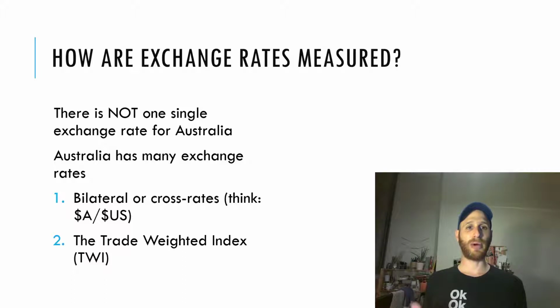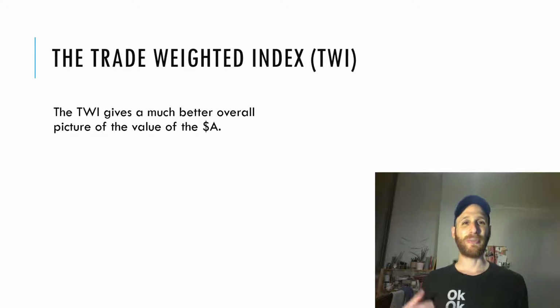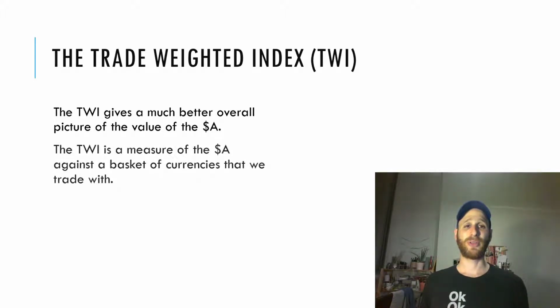For example, there are bilateral or cross rates, so one country's currency in terms of another. So the Australian dollar in terms of US dollars. One Aussie dollar buys 77 cents or whatever the value is at the time you're watching this. The other way we measure exchange rates is in terms of the Trade Weighted Index, also known as the TWI. The TWI gives us a much better overall picture of the value of the Australian dollar.